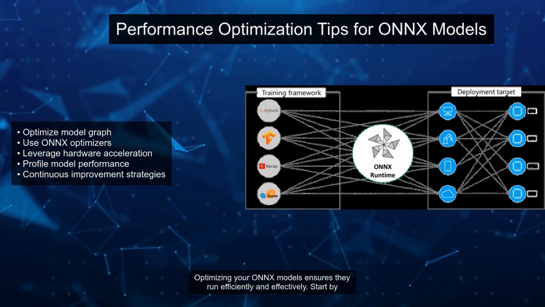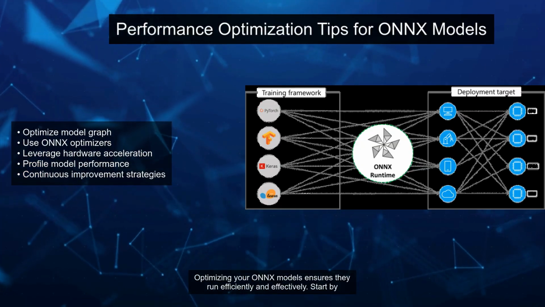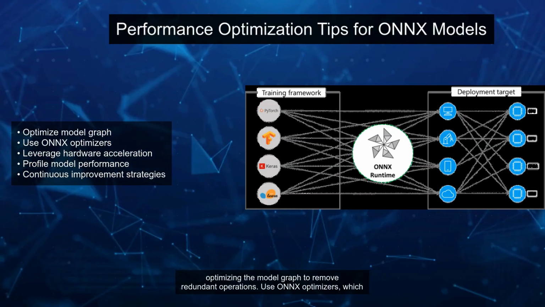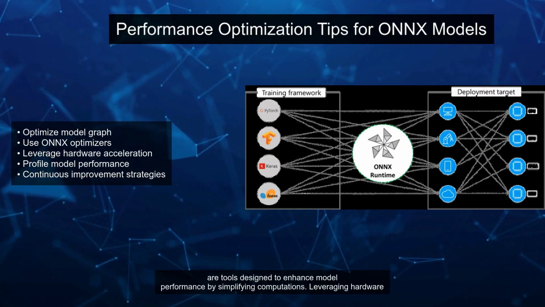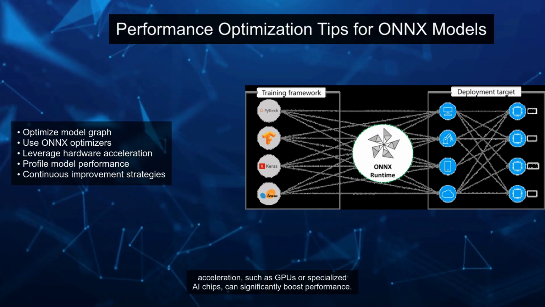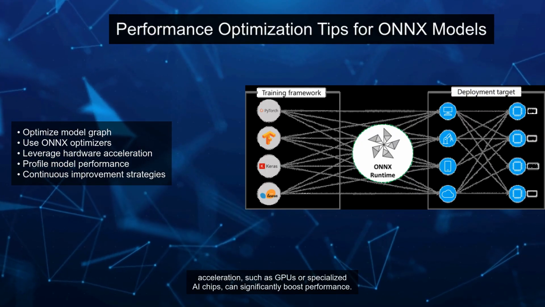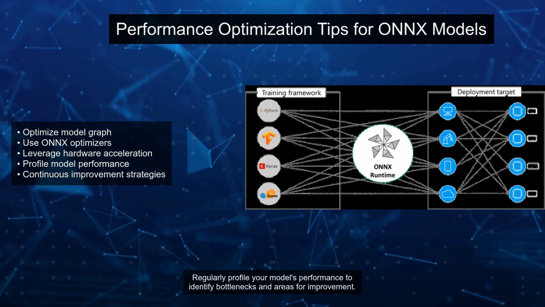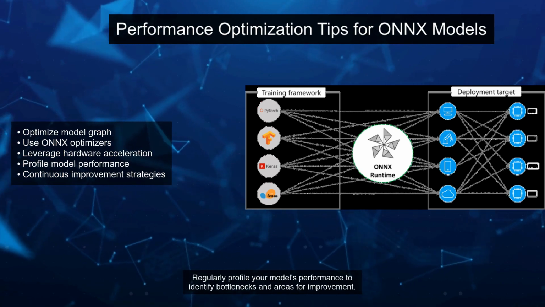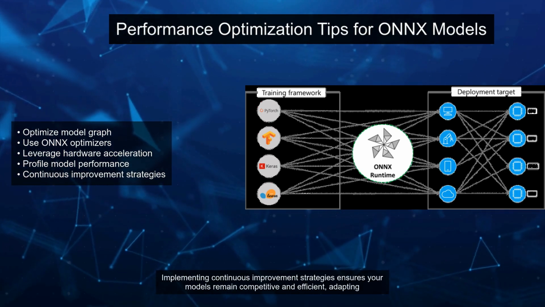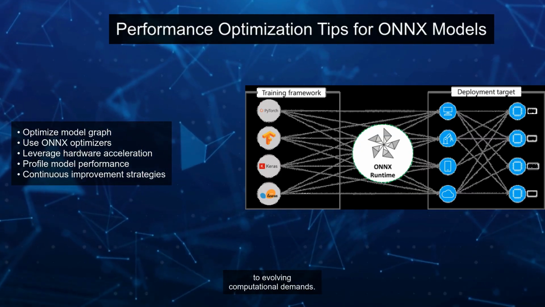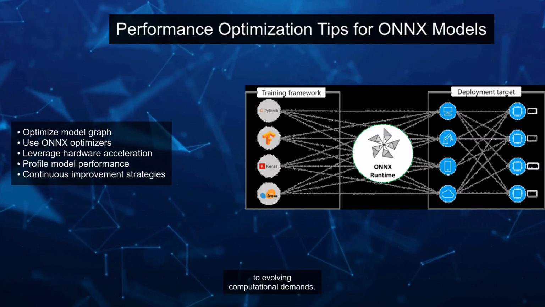Optimizing your ONNX models ensures they run efficiently and effectively. Start by optimizing the model graph to remove redundant operations. Use ONNX optimizers, which are tools designed to enhance model performance by simplifying computations. Leveraging hardware acceleration, such as GPUs or specialized AI chips, can significantly boost performance. Regularly profile your model's performance to identify bottlenecks and areas for improvement. Implementing continuous improvement strategies ensures your models remain competitive and efficient, adapting to evolving computational demands.